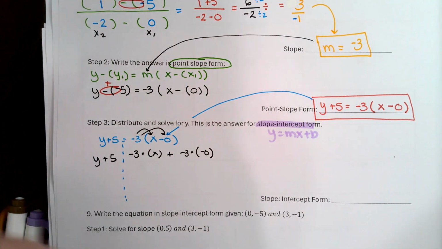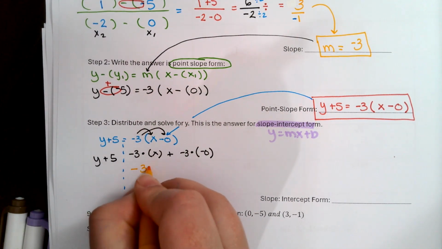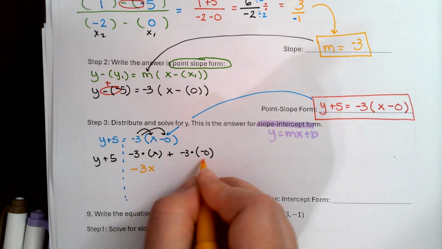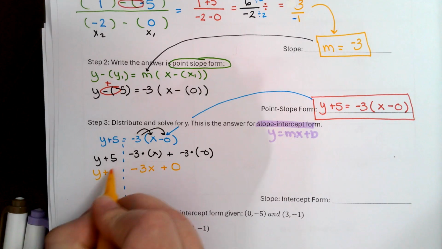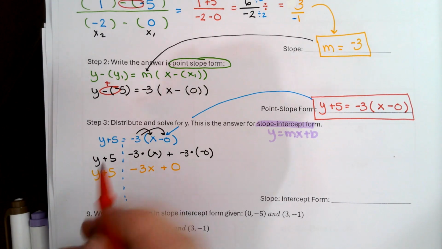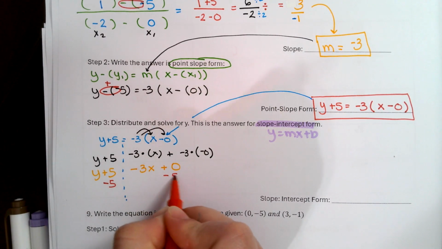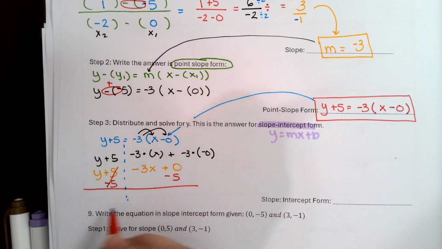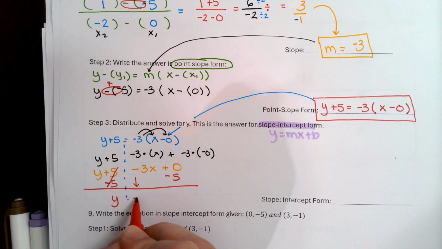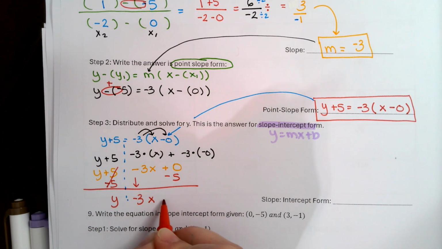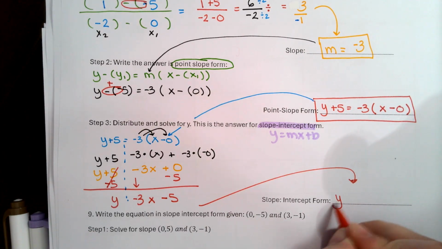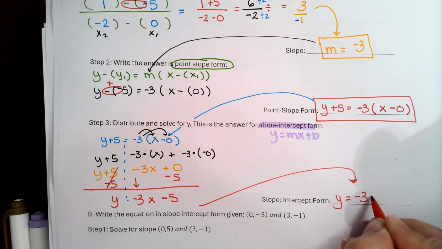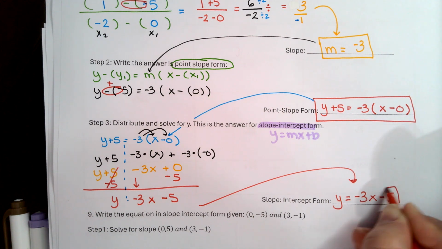In this example, it is 0, which kind of helps us out because -3x, same or different, same, 3 times 0 is 0. Subtract 5 on both sides. So that means we have y, bring down the -3x, 0 minus 5 is -5. So for our answer, we get y equals -3x minus 5.